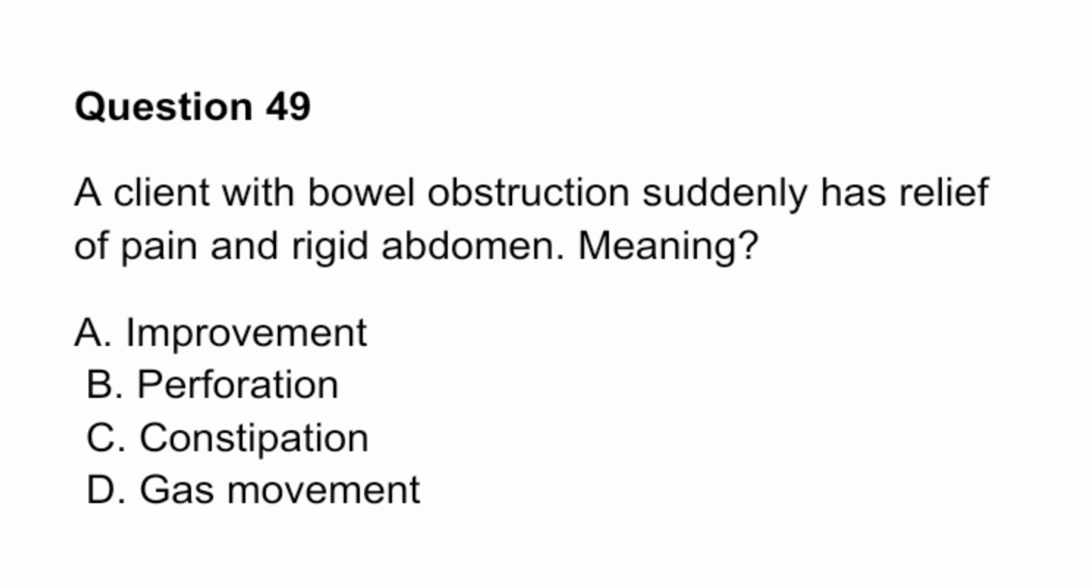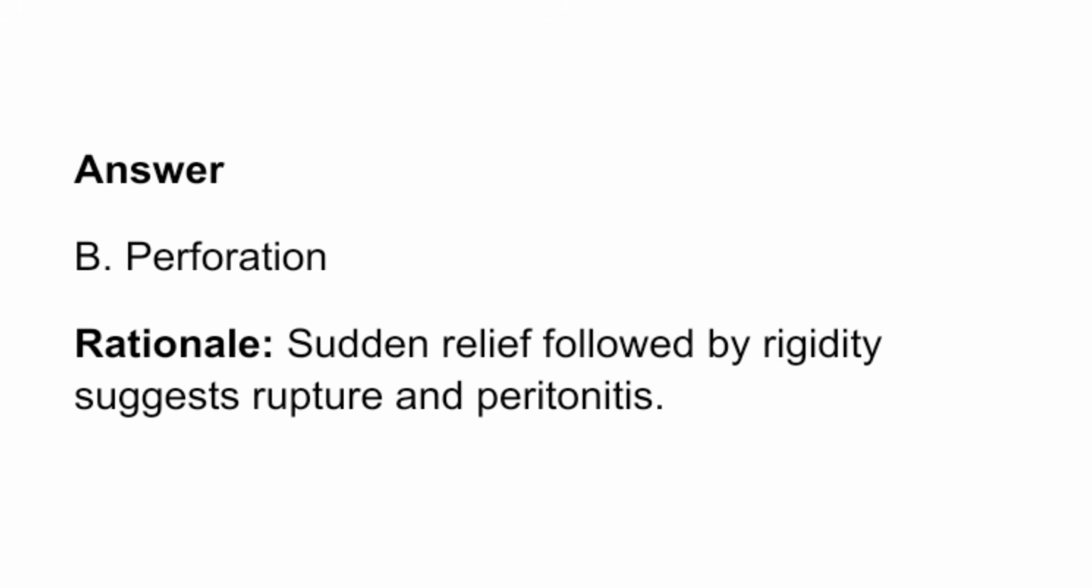Question 49. A client with bowel obstruction suddenly has relief of pain and rigid abdomen. Meaning: A. Improvement. B. Perforation. C. Constipation. D. Gas movement. Answer: B. Perforation. Rationale: sudden relief followed by rigidity suggests rupture and peritonitis.